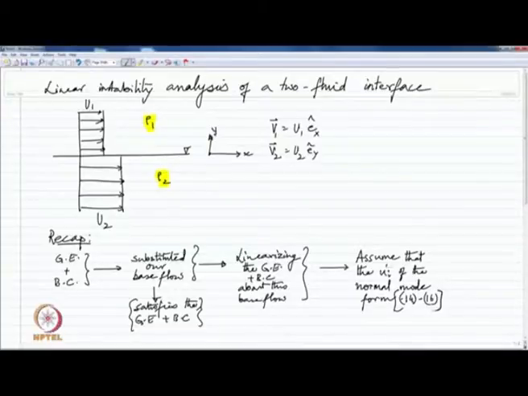Say I have a fluid of density rho 1 superimposed over another fluid of density rho 2. The fluid of density rho 1 is moving with a velocity u1, the fluid of density rho 2 is moving with a velocity u2. Rho 1, rho 2, u1, u2 are all constants.